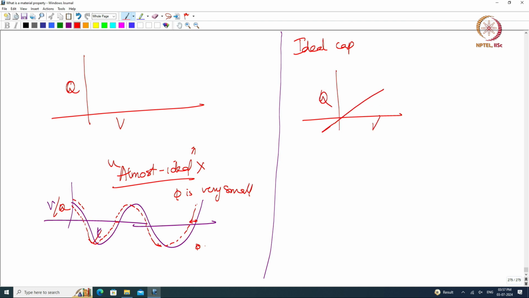Because Q exactly follows the phase of V. If it does not exactly follow the phase of V, then Q is actually peaking at slightly lesser voltage. So, I go up to this voltage, let us say. So, this is the maximum value of Q, this is the minimum value of Q, and the maximum is happening at this voltage, right.